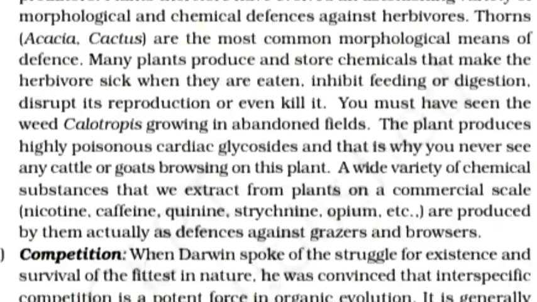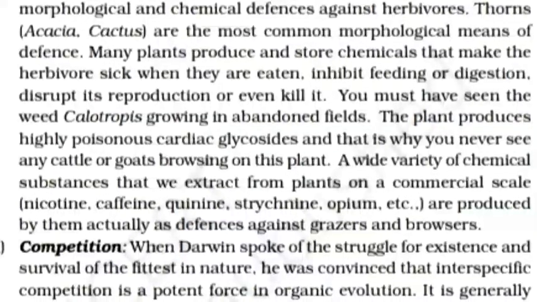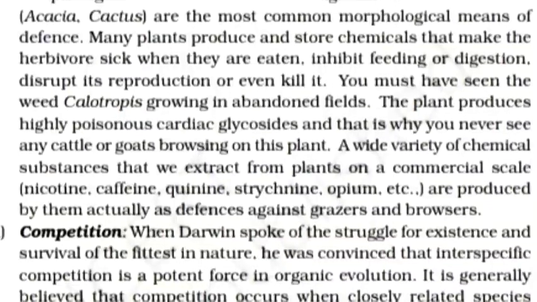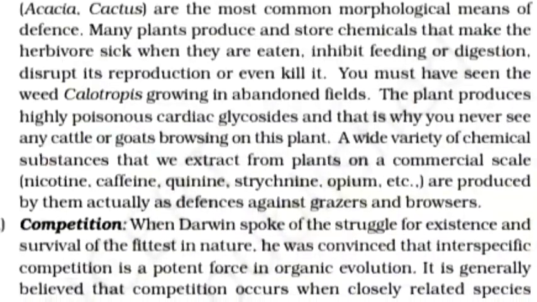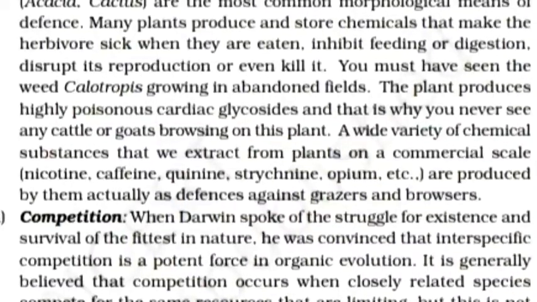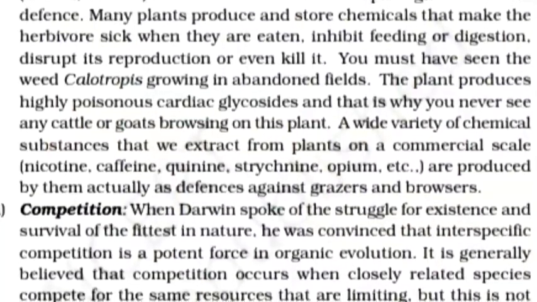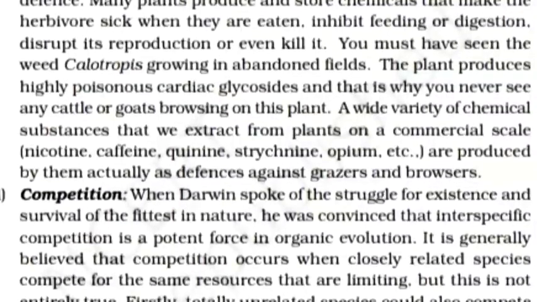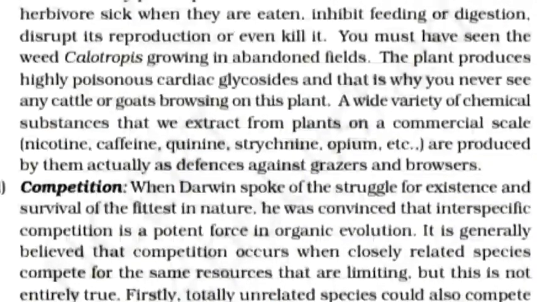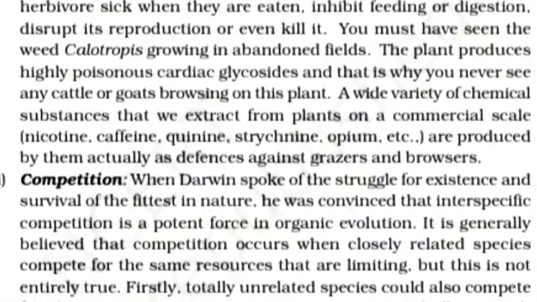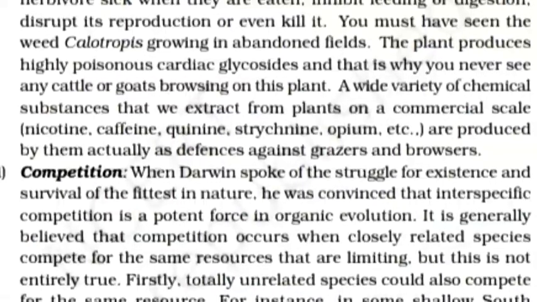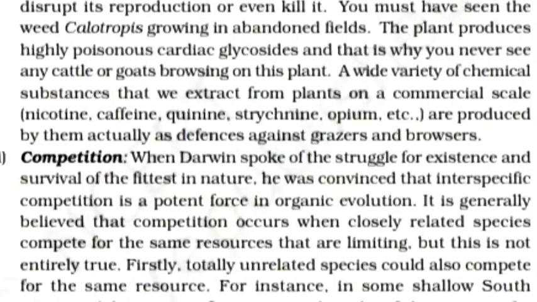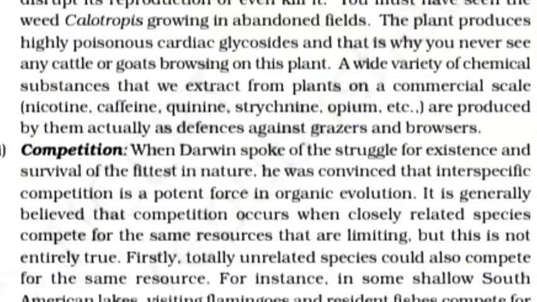You must have seen the wheat catastrophe growing in an abundant field. The plant produces highly poisonous cardioglycosides, and that is why you never see any cattle or goat browsing on this plant. A wide variety of chemical substances that we extract from plants on a commercial scale, nicotine, caffeine, quinine, strychnine, opium, etc., are produced by them actually as defense against beggar and browser.